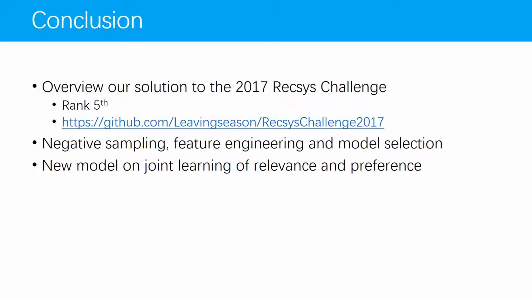In this talk, I have shared our solution to the 2017 RecSys challenge. We have open sourced our code on GitHub. We introduced 3 core components of our solution, including negative sampling, feature engineering, and model selection. We also propose a new model which can jointly learn the relevance and preference. We will continue doing experiments with the new model, and maybe we can submit it to a journal.